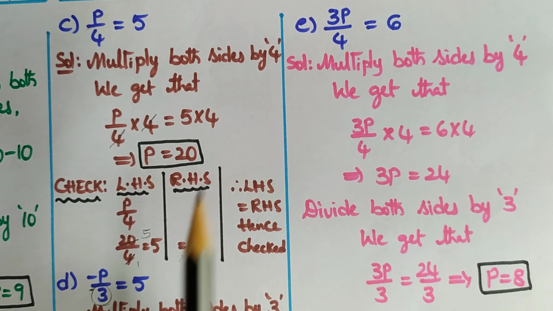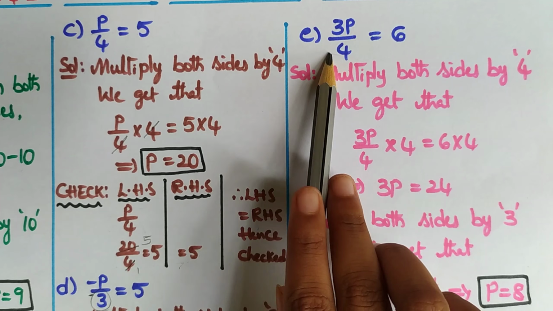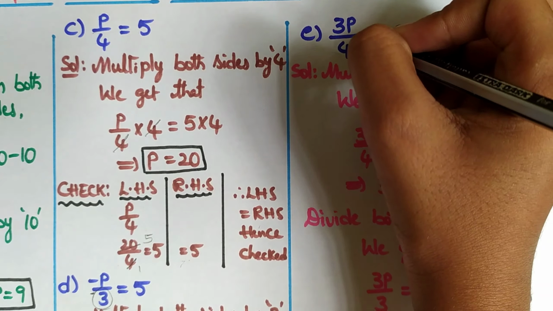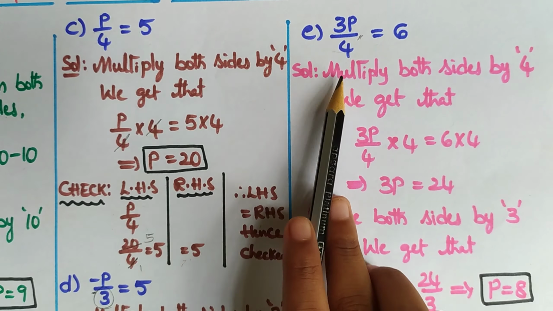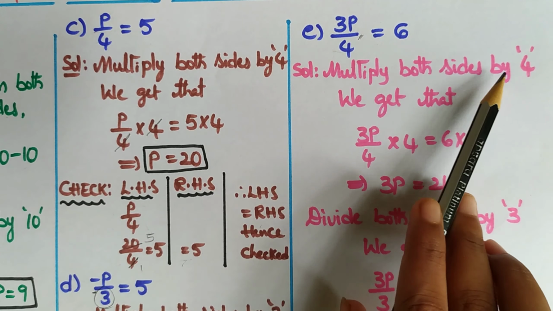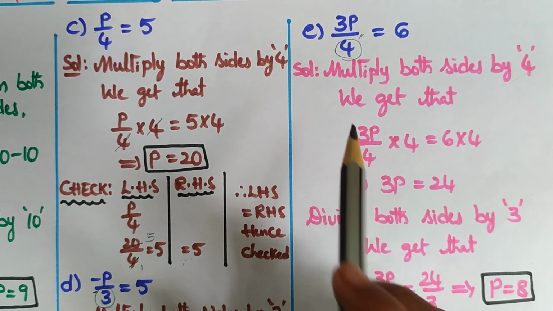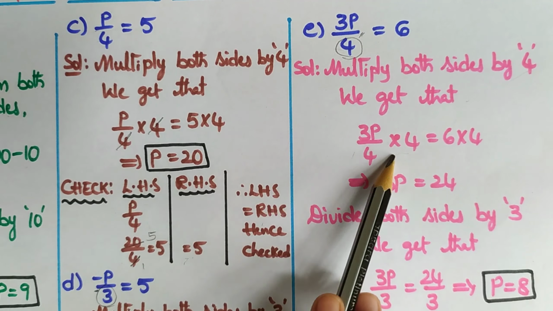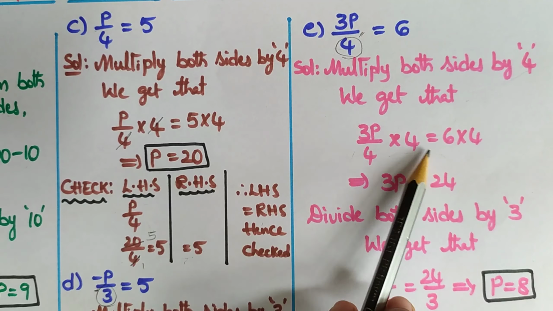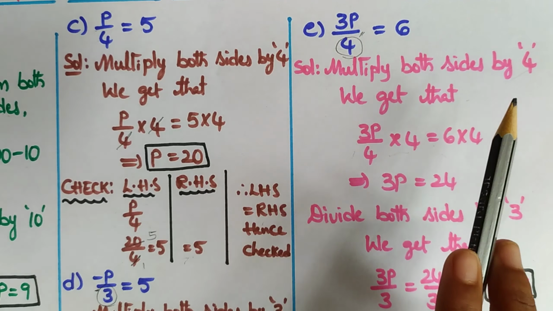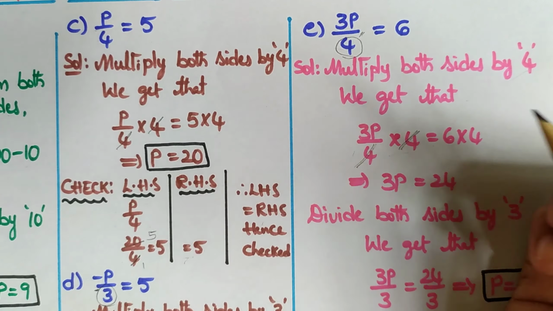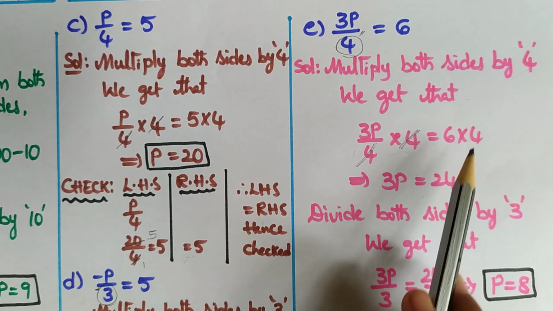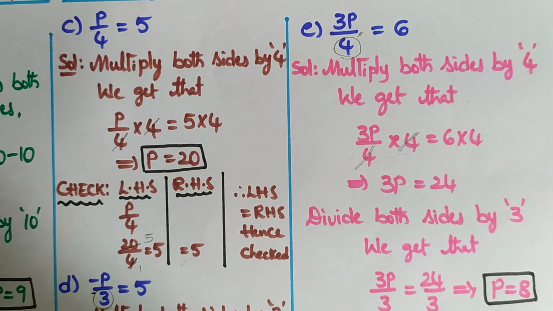Okay friends, now let us see E bit, that is 3p by 4 is equal to 6. Here we have 3p by 4, division. So let us do multiplication. Multiply both sides by this denominator 4. We get 3p by 4 into 4 is equal to 6 into 4. Now let us cancel 4 and 4. So it is 3p is equal to 6 into 4 is 24. So 3p is equal to 24.